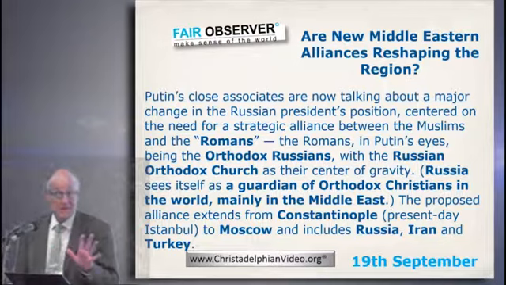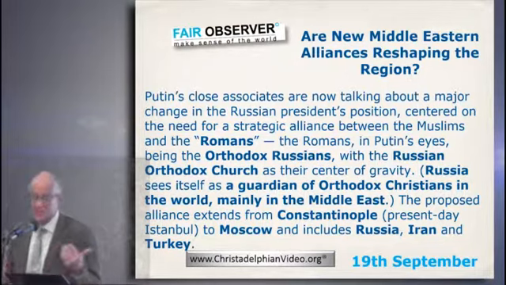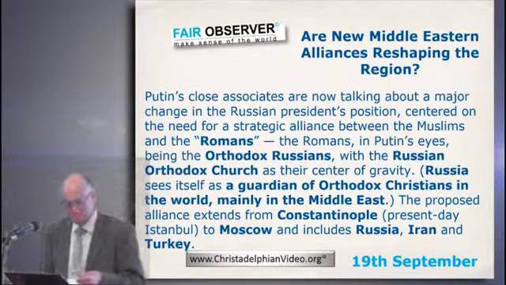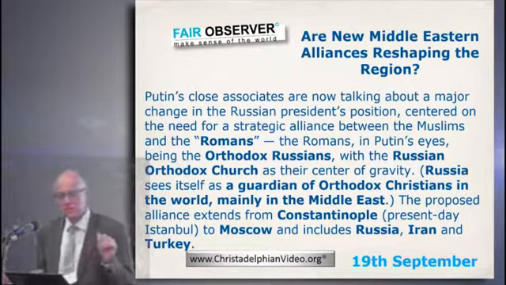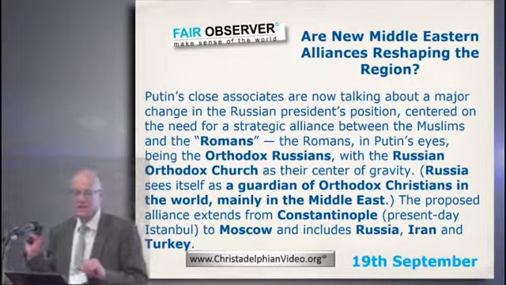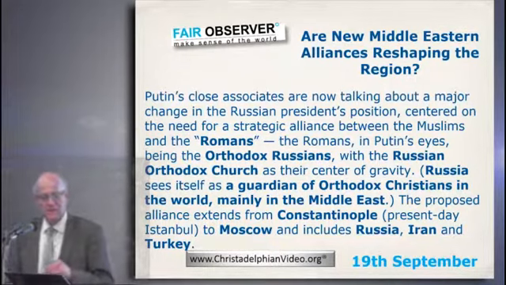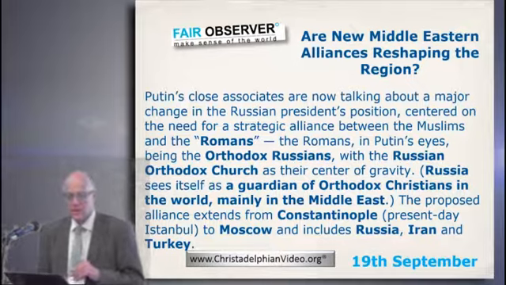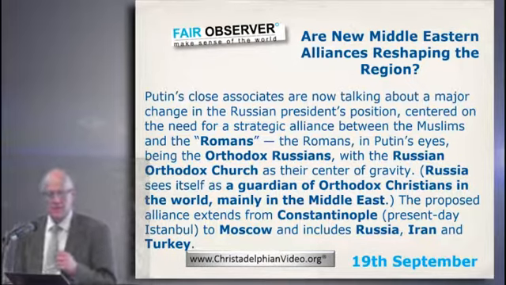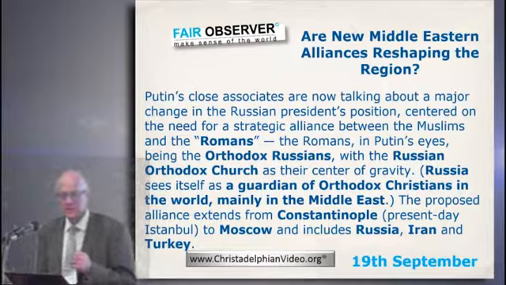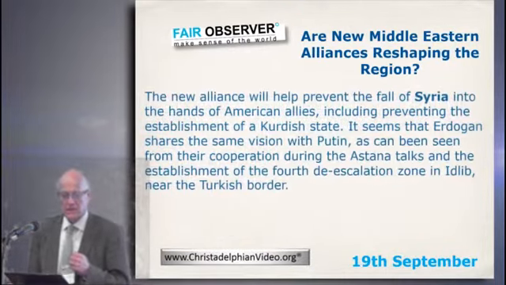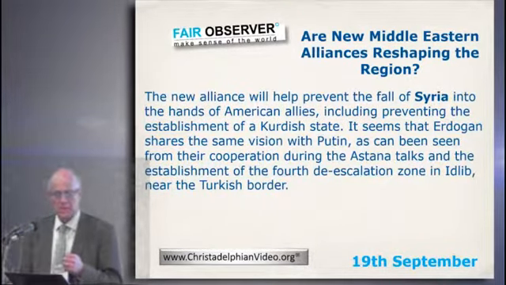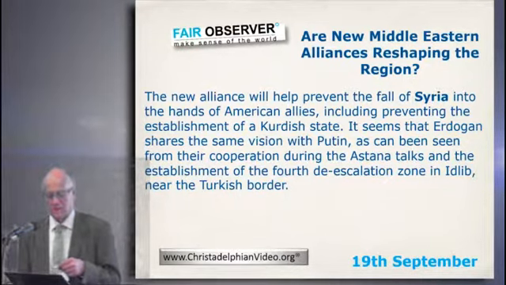So that's wonderful, isn't it? Because that's what we're expecting. The nations described in Ezekiel chapter 38. Here it is talking about this new alliance between Turkey, Russia and Iran in the Middle East. The new alliance will help prevent the fall of Syria into the hands of American allies, including preventing the establishment of a Kurdish state. It seems that Erdogan shares the same vision with Putin, as can be seen from their cooperation during the peace talks back in September.